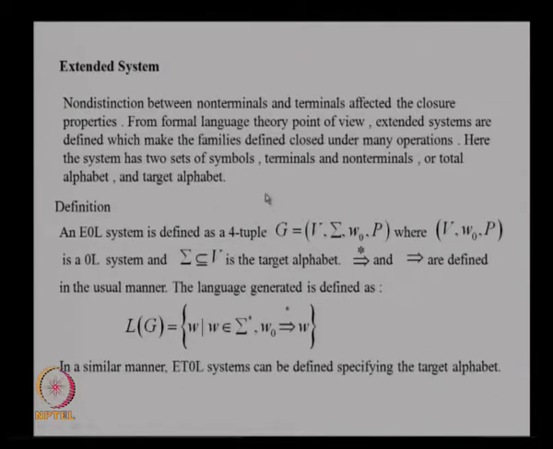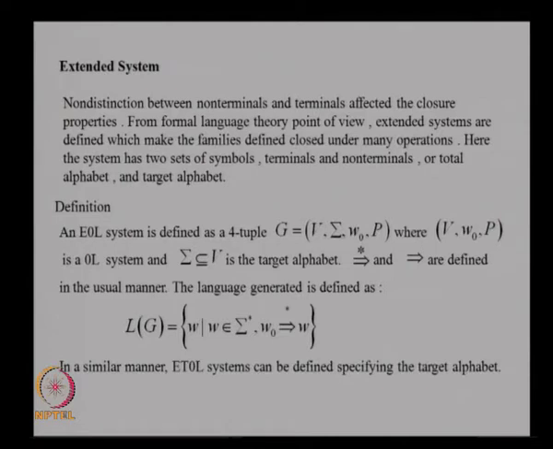At every step you have to rewrite the symbols in parallel. Then double arrow star is the reflexive transitive closure, and the language consists of strings which belong to the target alphabet. That is, from the axiom it should be possible to derive the string W, where W belongs to sigma star. If it contains a symbol which is not in the target alphabet, that string will not belong to the language. Again, within this you can also define tables, and so you have ET0L systems.